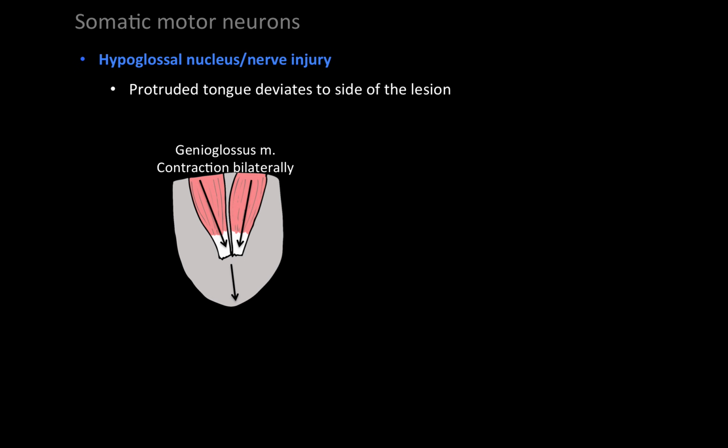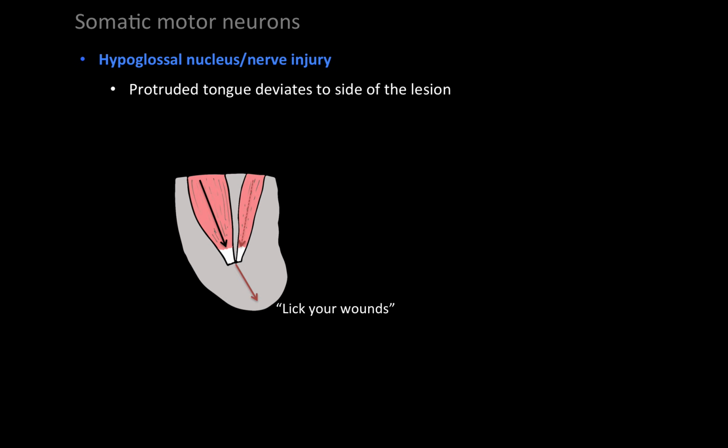So here is normally, if we then knock out, the symbol here showing the muscle is because the muscle can't contract because the hypoglossal nucleus or nerve is damaged. And what happens then is the vector results in going towards the side of the lesion. So the protruded tongue deviates to the side of the lesion, hence the term lick your wounds with regards to injury to the hypoglossal nucleus or nerve.